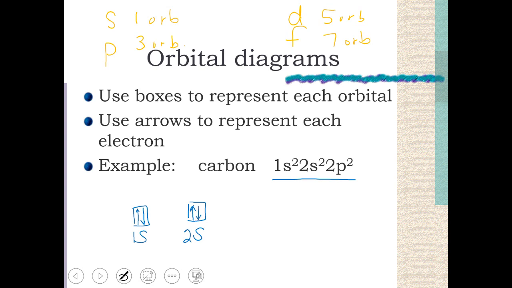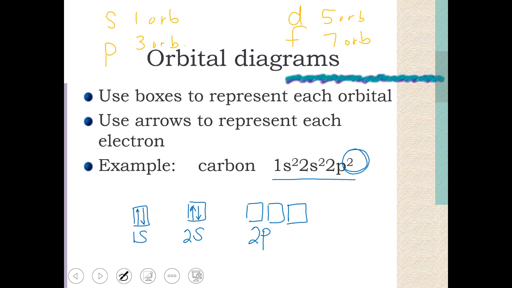It also is holding two electrons. And then you have the 2p. A p sublevel has three orbitals, so I got to draw three boxes. And look, I only get to put two arrows in three boxes. So the question might be, what do I do?